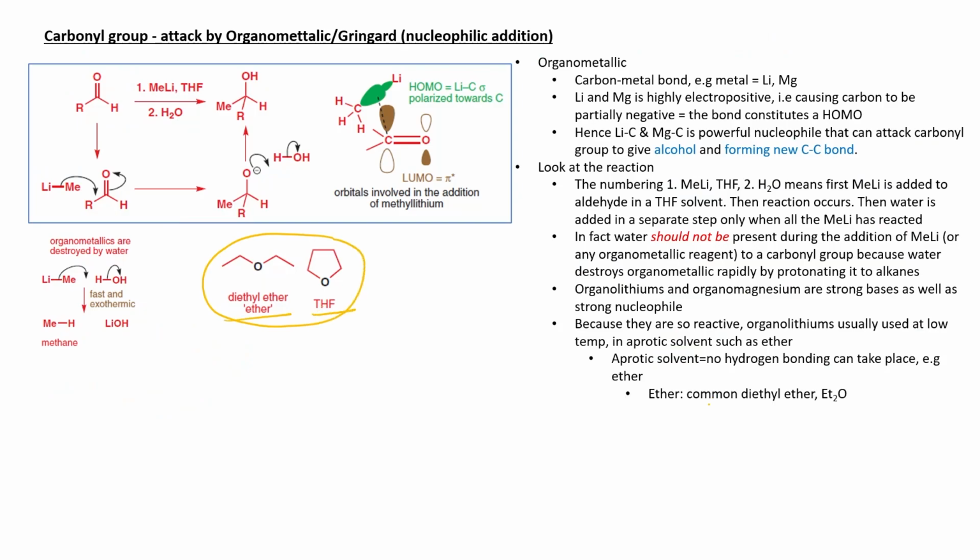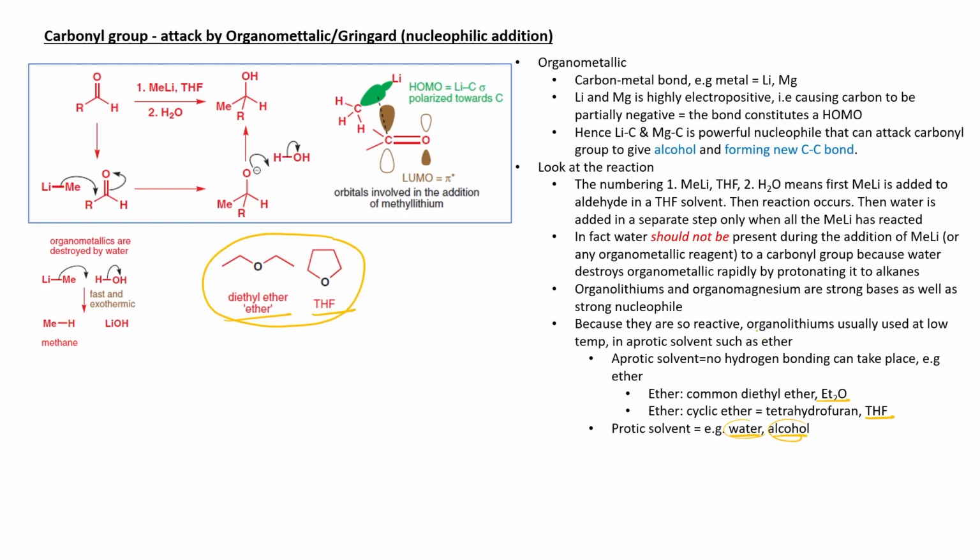So this is an example. Ether, tetrahydrofuran and also diethyl ether are common aprotic solvents. A protic solvent is just the opposite. So you have water and alcohol, because water and alcohol can make hydrogen bonds to the organolithium.